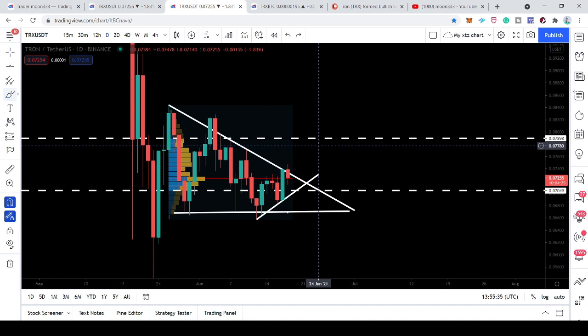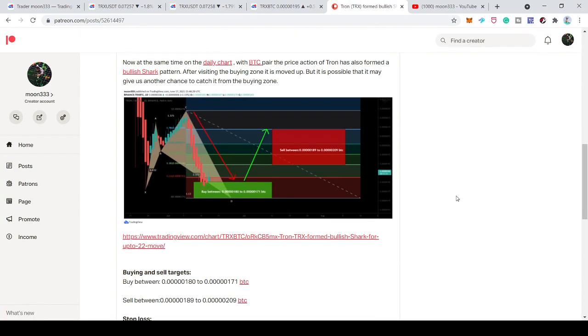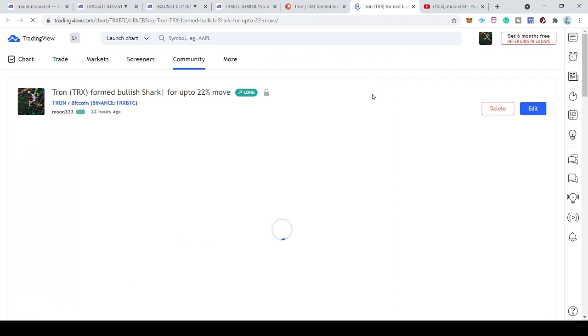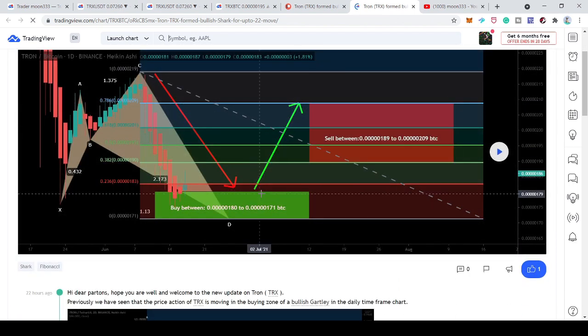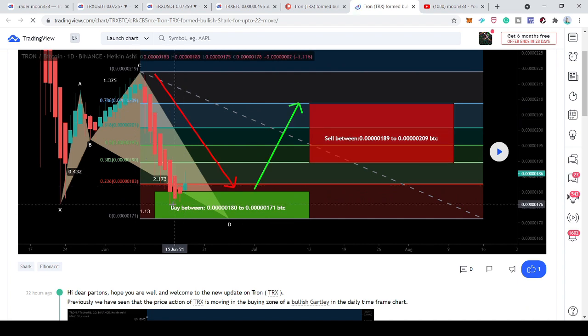But for this, we can also watch the harmonic move that the TRX has formed with the Bitcoin pair and with the US dollar pair as well. Yesterday, I shared a shark move, which is a harmonic bullish reversal pattern. And the TRX formed this move against the Bitcoin. This was a chart that I shared at the Patreon. We can see that the price action just entered this buying zone up to this level.